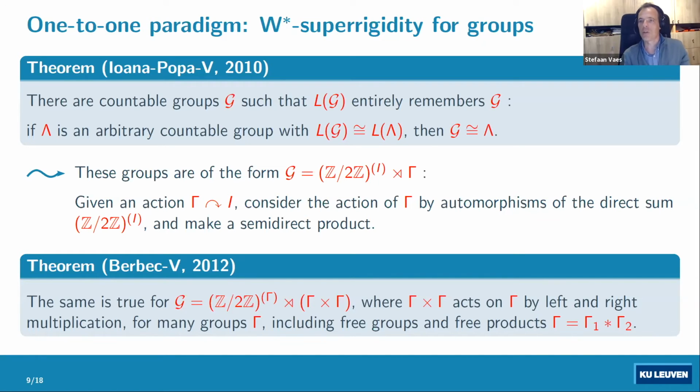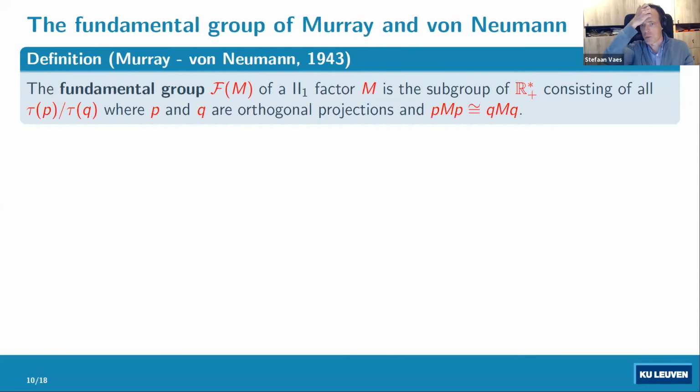Okay, let me turn to another type of application of this deformation rigidity theory of Sorin Popa. And that has to do with one of the most interesting invariants of Murray and von Neumann, although they gave a strange name to it because they called it the fundamental group, which of course already at that time had a clear meaning in algebraic topology. The fundamental group of a II_1 factor, in their terminology, is always a subgroup of the positive reals.